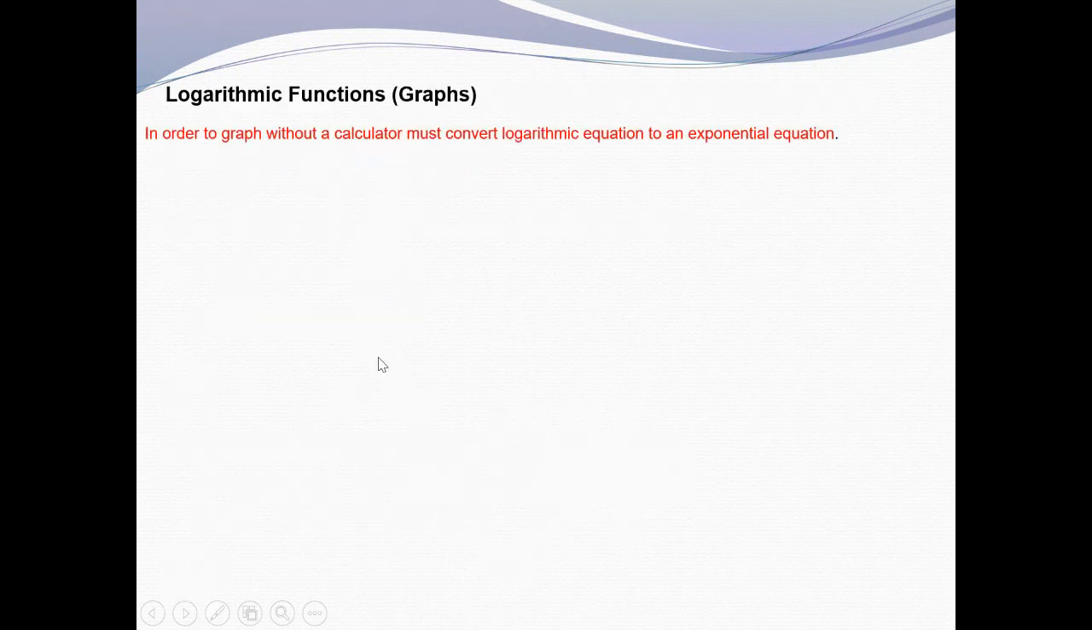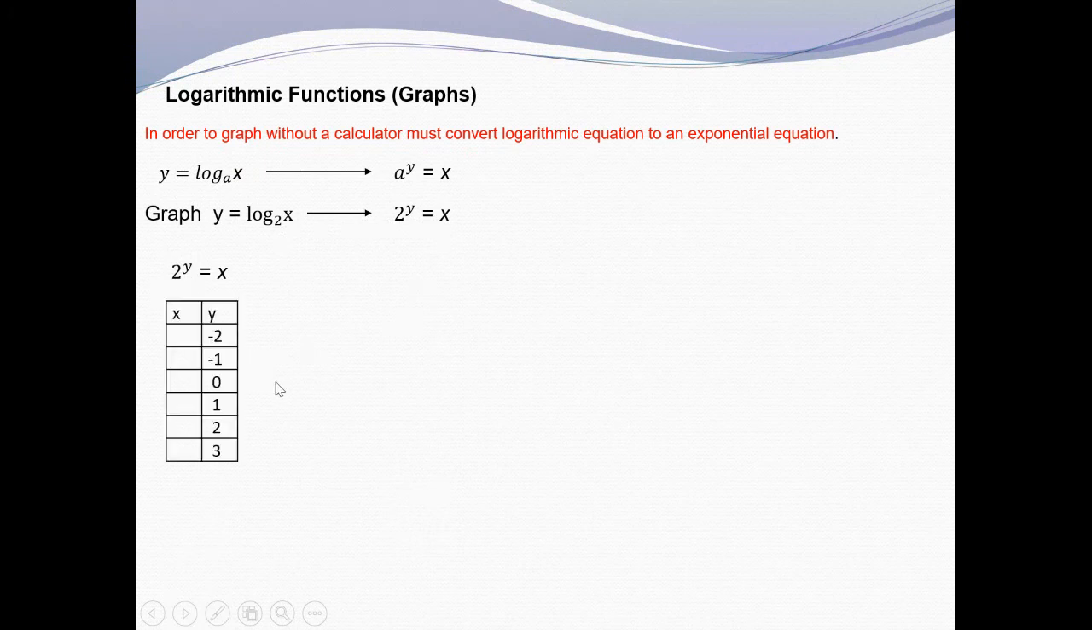Now, logarithmic function graphs. In order to graph without a calculator, you must convert the logarithmic equation into an exponential equation. That's why it's important to go from logarithmic to exponential. So this is my logarithmic form, and this is my exponential form, 2 to the y equals x. So we graph 2 to the y equals x, but instead of putting in values for x, we're going to put in values for y. Because it's going to be complicated if we put in values for x, which can be done, but you do not know how to do it yet.